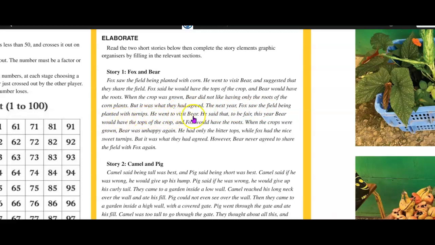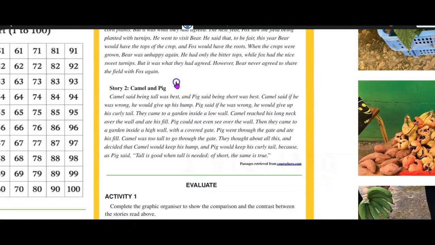He went to visit Bear. He said that, to be fair, this year Bear would have the tops of the crop, and Fox would have the roots. While the crops were grown, Bear was unhappy again. He had only the bitter tops, while Fox had the nice sweet turnips. But it was what they had agreed. However, Bear never agreed to share the field with Fox again.